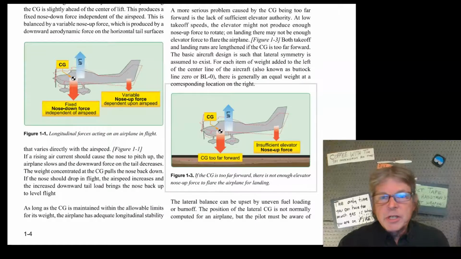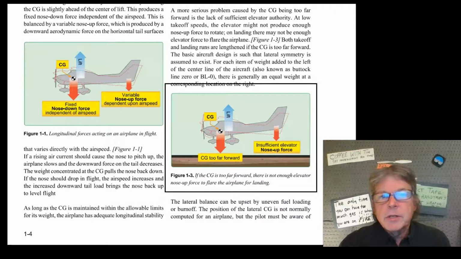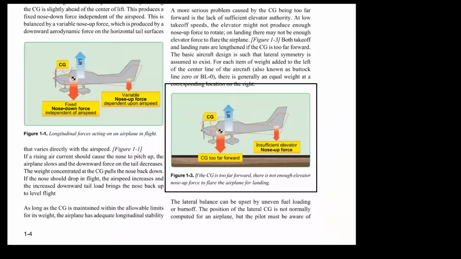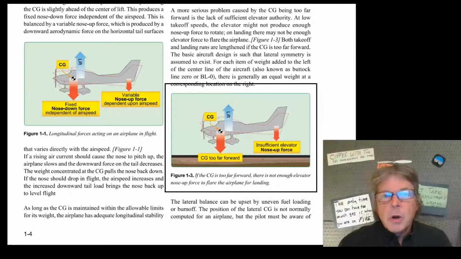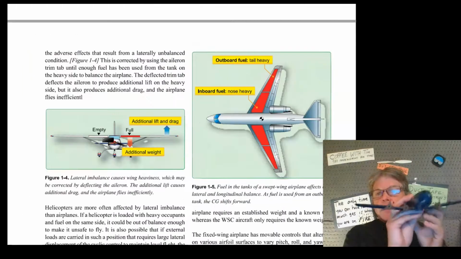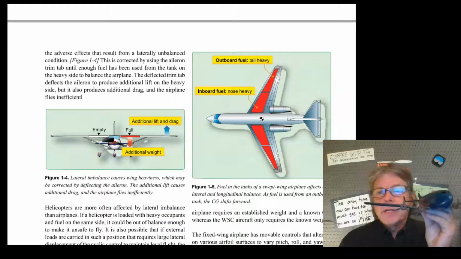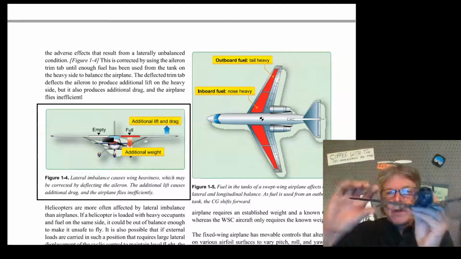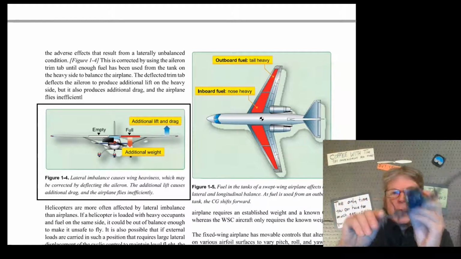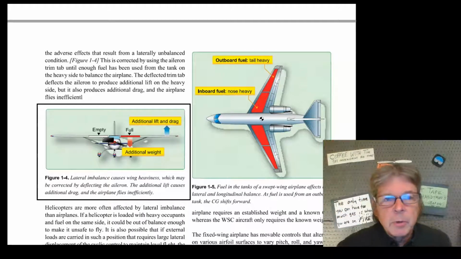Here is a forward CG. In this situation, it might be difficult to take off. The nose is heavy, and that's what they're showing us here. The CG is too far forward. This is a nose-heavy condition. A lateral condition can happen. A good example of a lateral condition is when we've got too much fuel in this tank, and it gives us a heavy wing. And that's what we're looking at in Figure 1-4, a lateral imbalance of weight.